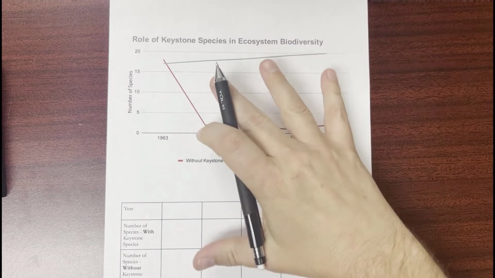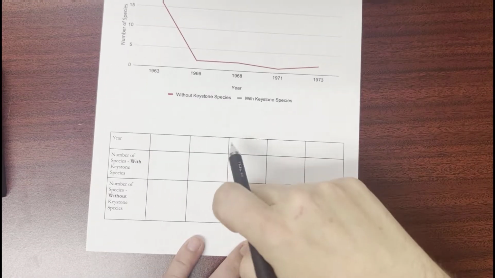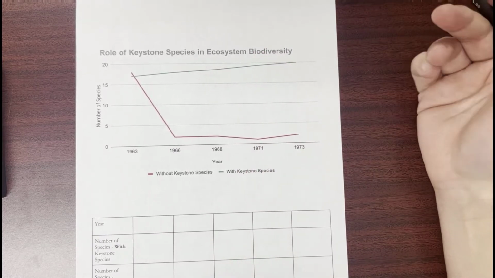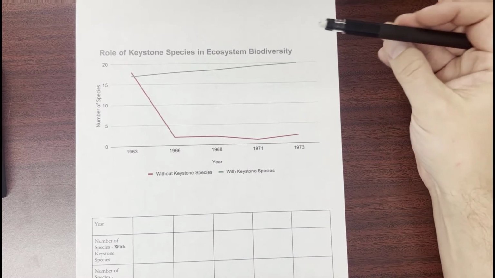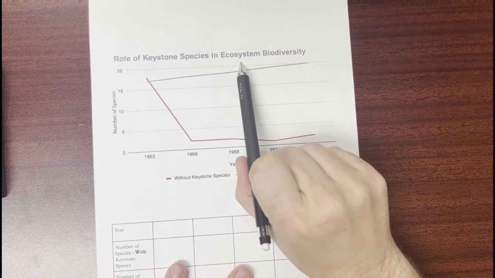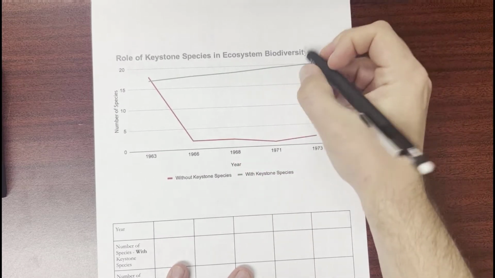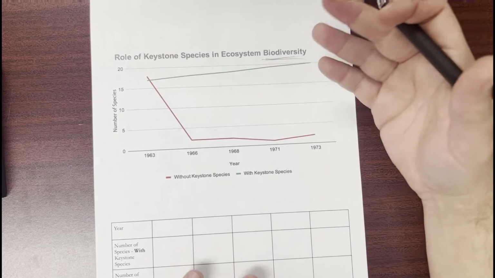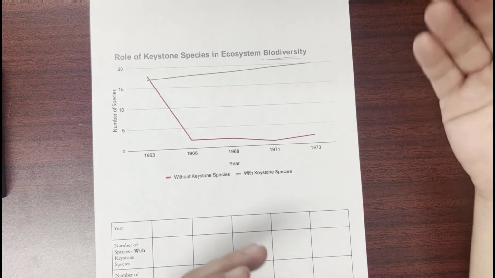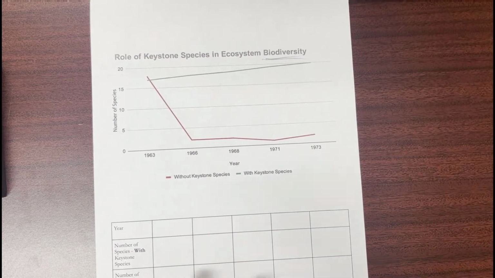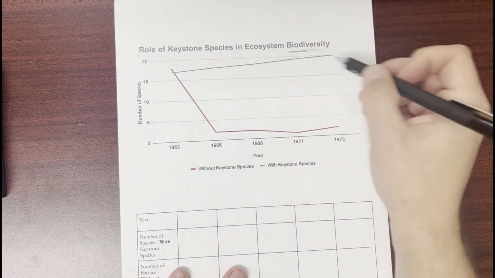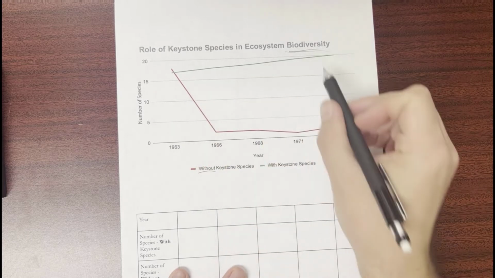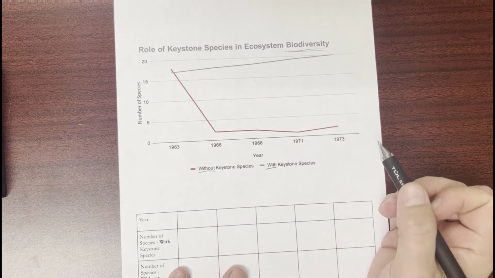Now on the second page, we have a graph and a blank data table. And the graph is talking about the same thing as the first page, which is keystone species in their ecosystem and the role of keystone species in ecosystem biodiversity. So this means biodiversity is how many different types of species there are, not what the population is, but different types of creatures. And what you're seeing in the graph is that we have two lines here. One in red says without keystone species, and the other line in green says with keystone species.